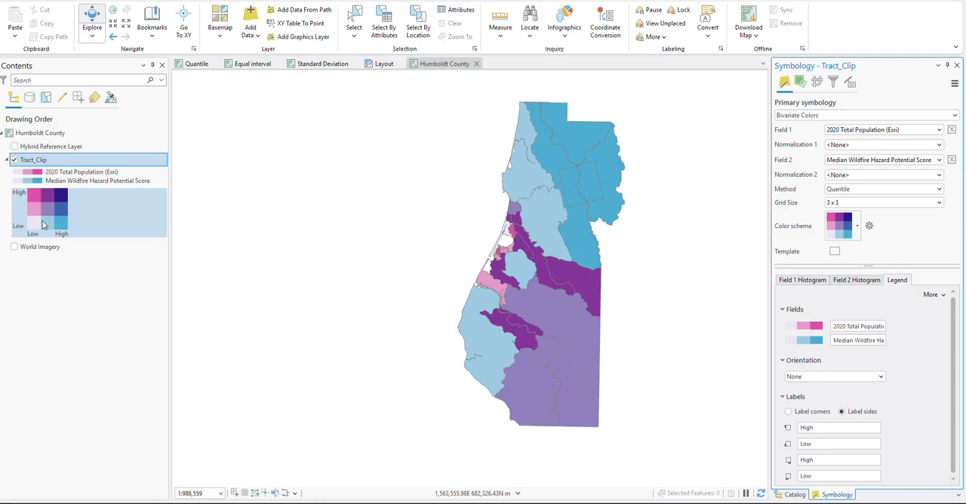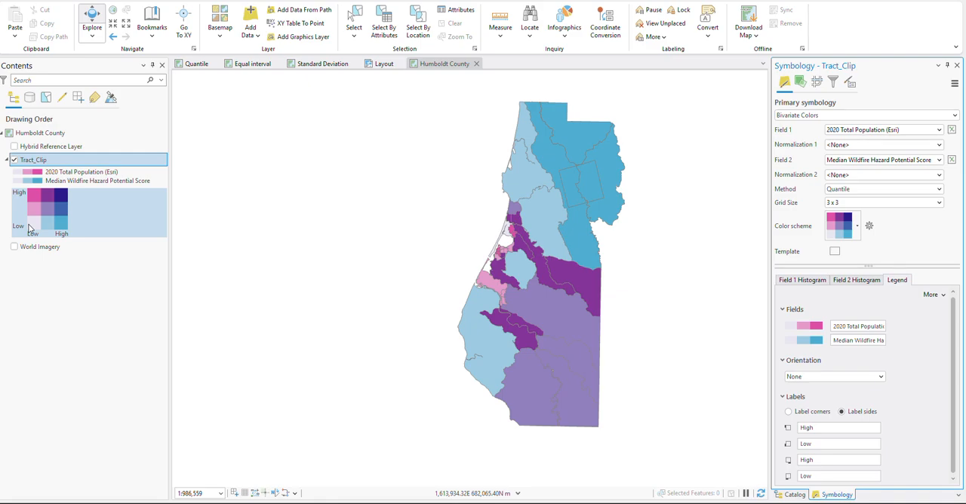So low population, medium population, high population. So essentially what this is saying is that in each of these different grid cells, we can coordinate which of those areas are low-low, low-high, high-low, etc. So the corners are really the most important pieces to help understand the grid and how it works. So let's take a look at a few examples.